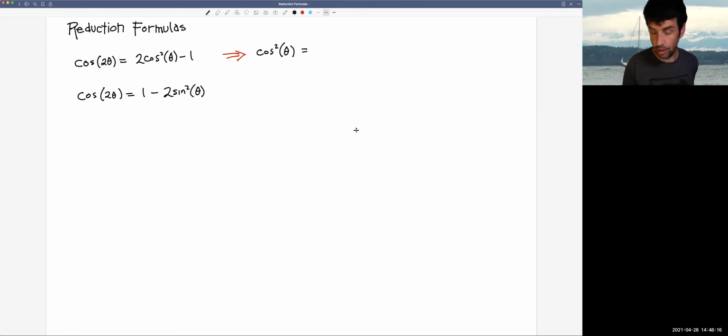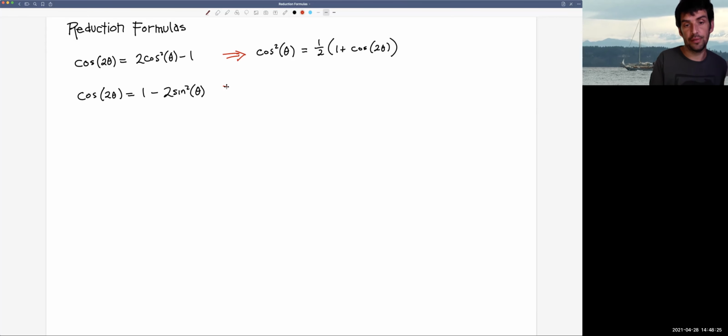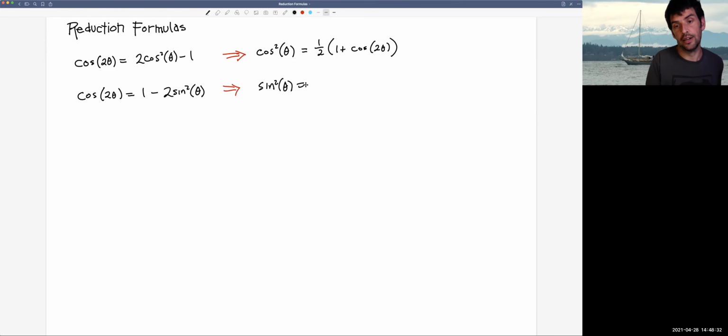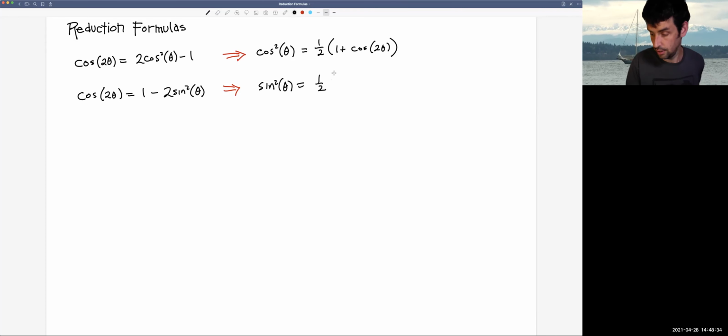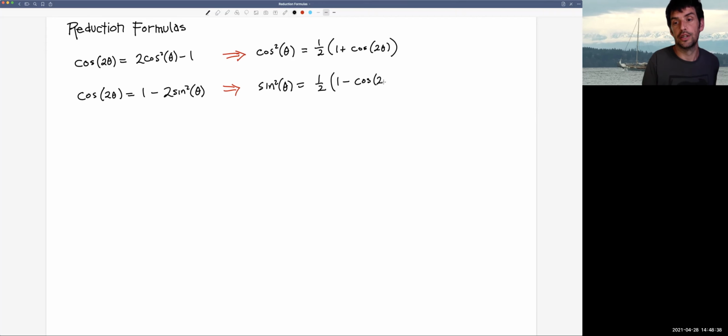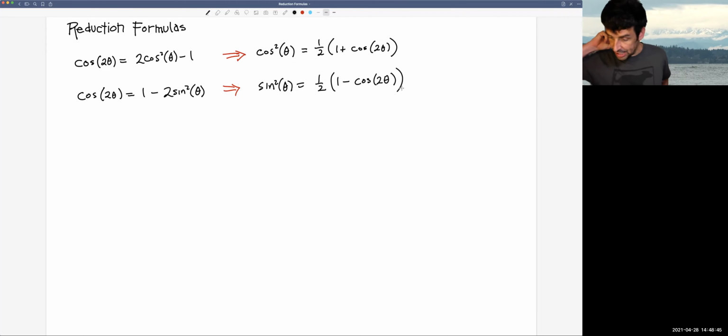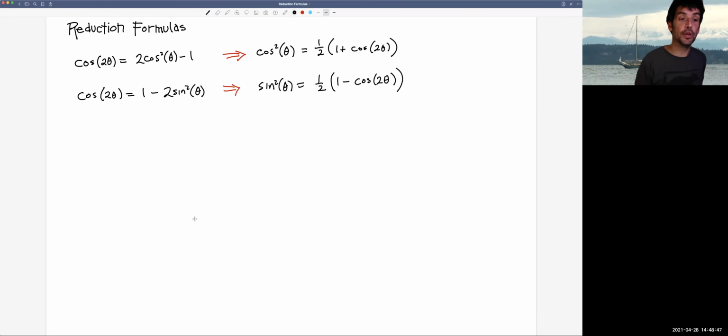We're going to get 1/2 (1 plus cosine of 2 theta). And if we do the same thing here, solve for sine squared theta, we get 1/2 (1 minus cosine of 2 theta). Okay, and these are what we call the reduction formulas. We also get another one.